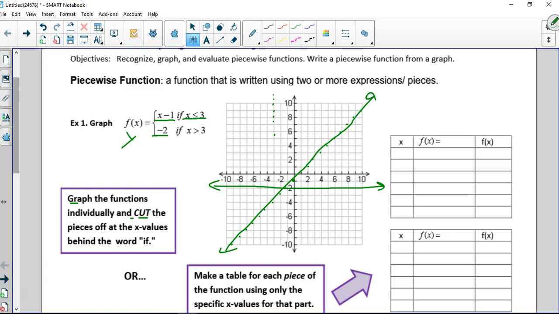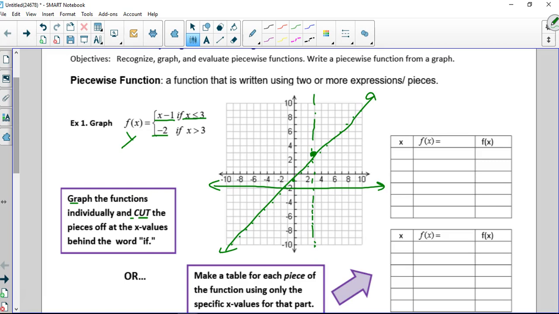So I want to graph this slant line if and only if x is less than or equal to 3. Well, 3 is right here. So that's my line that I'm going to use to cut. I'm going to cut along that dotted line. And I'm going to put a solid dot because it says less than or equal to 3. So this is where I'm going to cut.